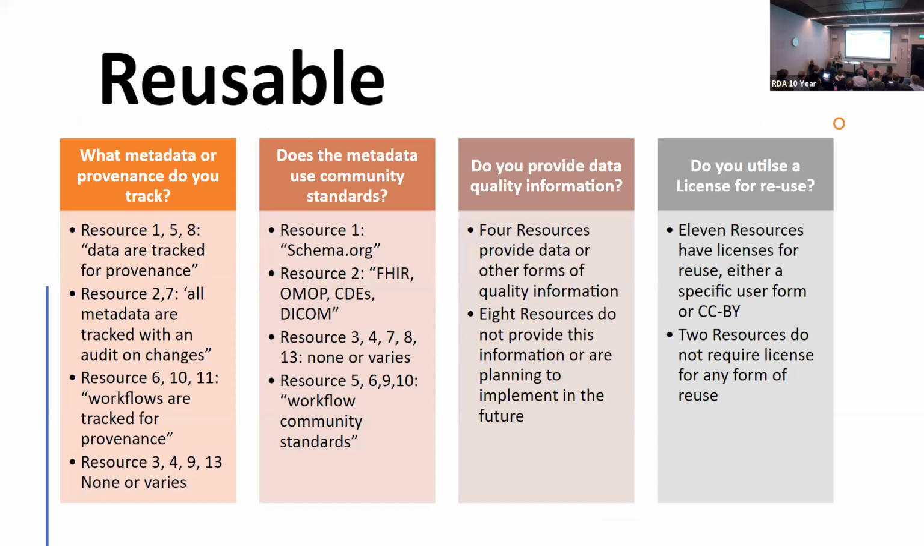And then lastly, we asked about reusability. So for example, what metadata and provenance do you track? Most resources do have some type of provenance, whether they're tracking the data, or the data and the metadata, or the workflows. Not often did folks say we're tracking data, metadata, and workflows. So I think there's some room for growth. Then we asked, what about your community standards? We got a lot of interest in schema.org and FHIR and OMOP.